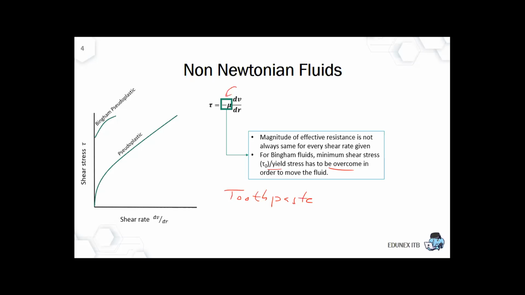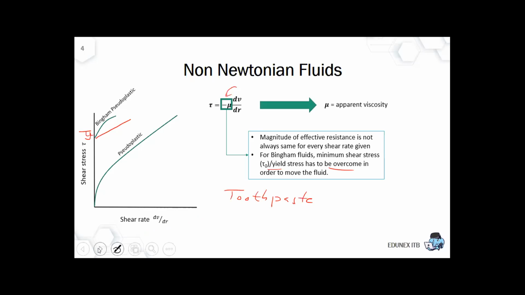This one is the most difficult to calculate. Bingham pseudoplastic, I don't think any lecturer in undergraduate study will give this as an exam, but at least you need to know that Bingham can also be Bingham Newtonian and Bingham pseudoplastic. Why is it called Bingham? Because there is a tau yield, or tau zero, a certain limit. A certain amount of energy must be given.